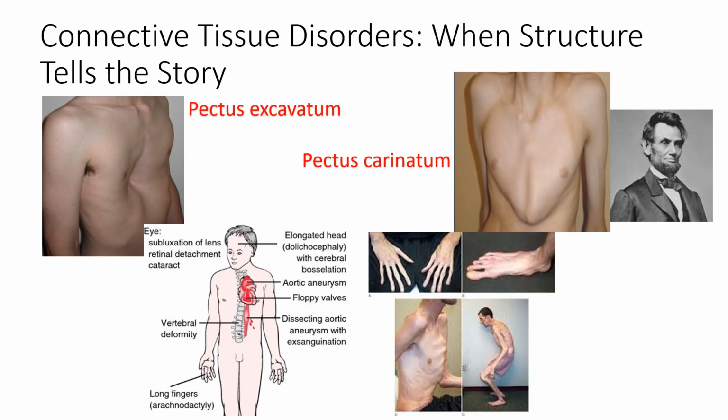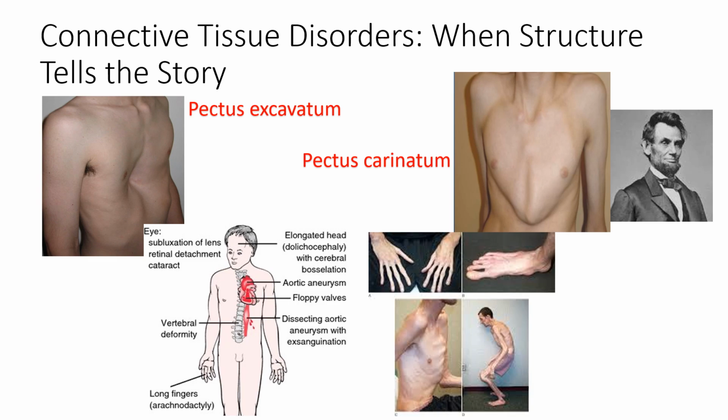This slide reinforces one of my favorite pathology truths. When structure fails, the body leaves receipts. In connective tissue disorders like Marfan syndrome, the genetic defect shows up in very predictable anatomic patterns. You can often tell what's wrong before you even see a lab result. Chest wall deformities like pectus excavatum, where the sternum caves in, and pectus carinatum, where it sticks out, are classic examples of how altered connective tissue affects skeletal development. Long fingers, spinal curvature, joint laxity, all of these trace back to defective elastic fibers and abnormal extracellular matrix organization.